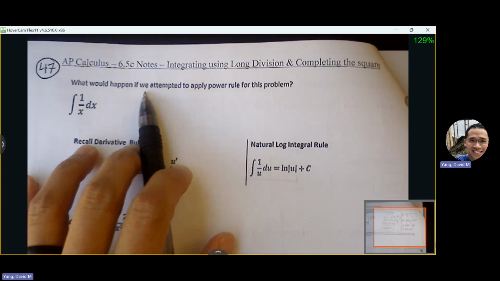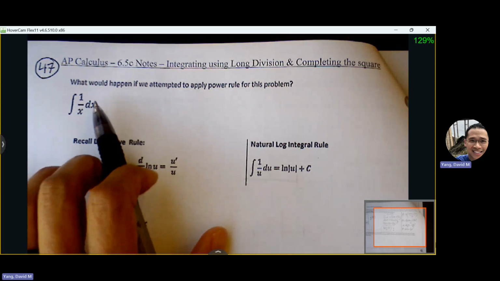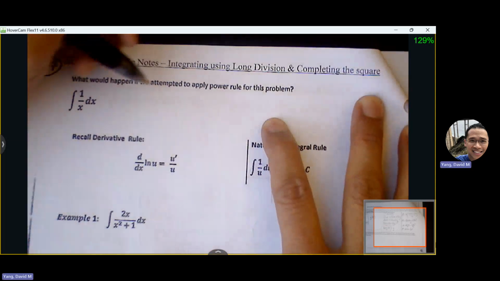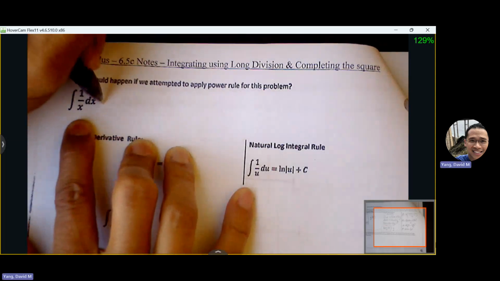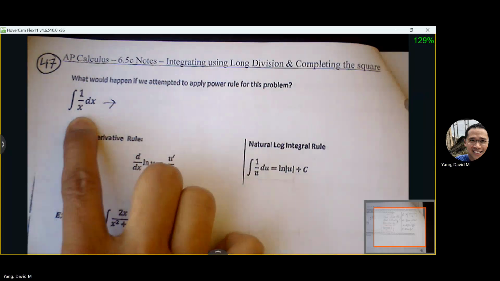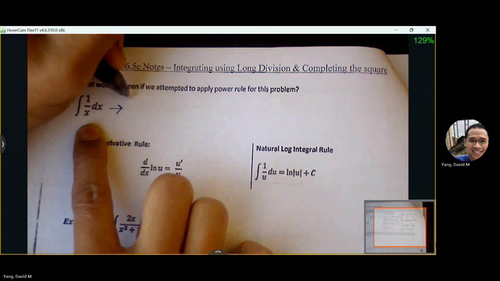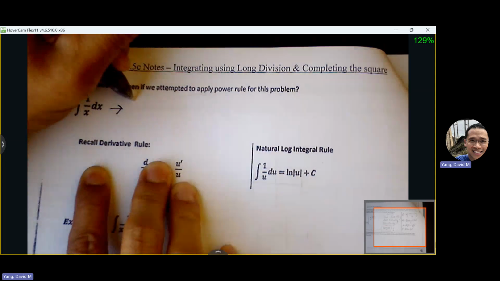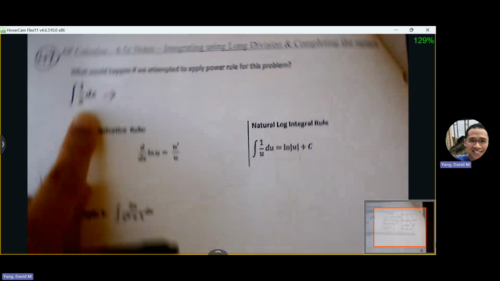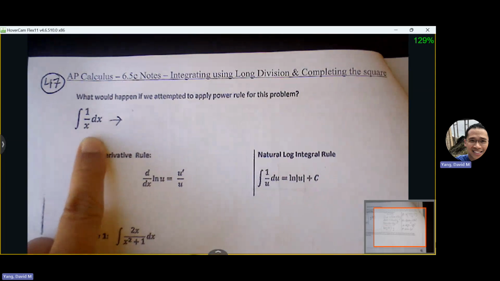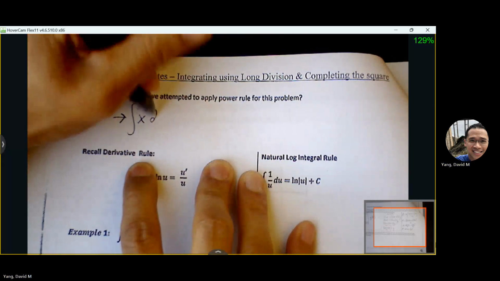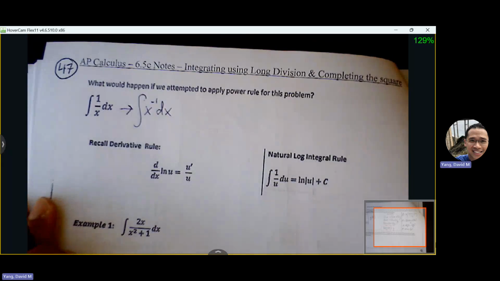So power rule works great for any situation involving x, but there's one exception. What if we try to do power rule with this problem? Yes, that's true. But let's just do power rule though. Let's say we wanted to attempt power rule with this. How would you set this up? This will be x to the what? Yeah, x to the -1.